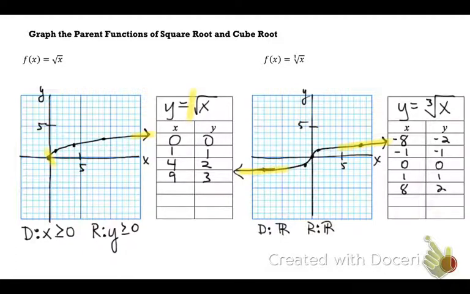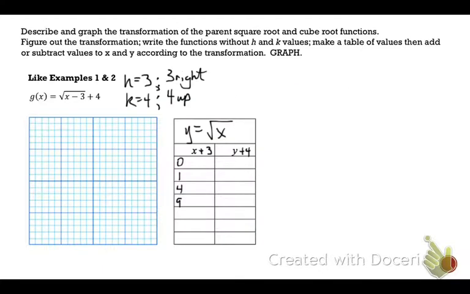All right, so make sure that you have those parent, square root, and cube root graphs there for your reference, because now we're going to start graphing some transformed functions. So look at the first examples, and this is like example 1 and 2 in the book, chapter 5, section 3. So first we're going to look at the equation and describe, and then eventually graph, but first we'll describe the transformation. So I have done that already.